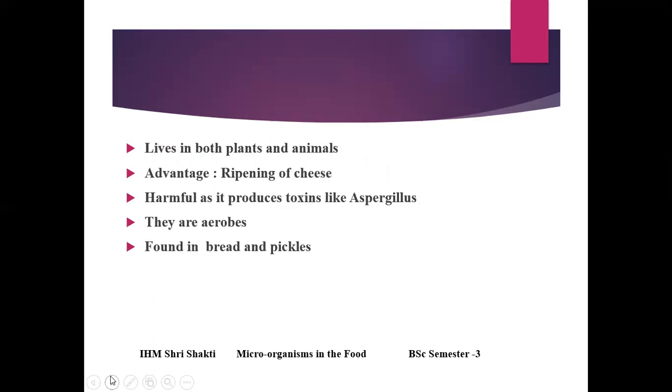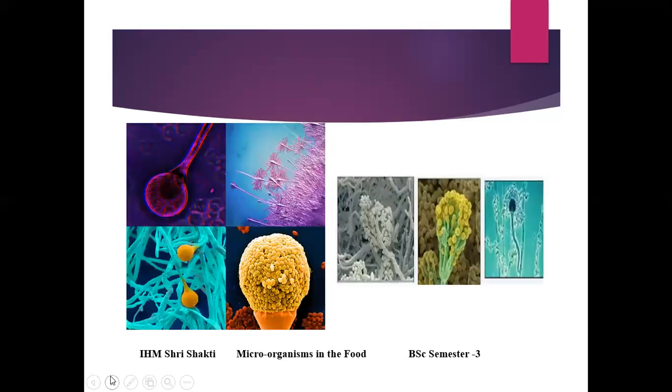They live on both plants and animals. Advantage: helps in the ripening of cheese. Harmful, as it produces aspergillus, which you find growing specifically on peanuts. They are also found in bread as well as pickles. When consumed, it causes damage to the kidneys. They are aerobic. So you can see the mycelium, and this is the spongy head, 2 to 10 mm in diameter and several mm in length, of various colors and textures like powdery, soft, cottony, etc.